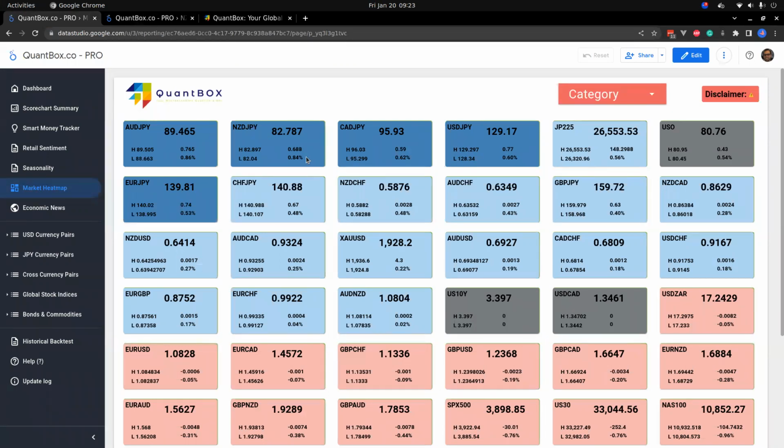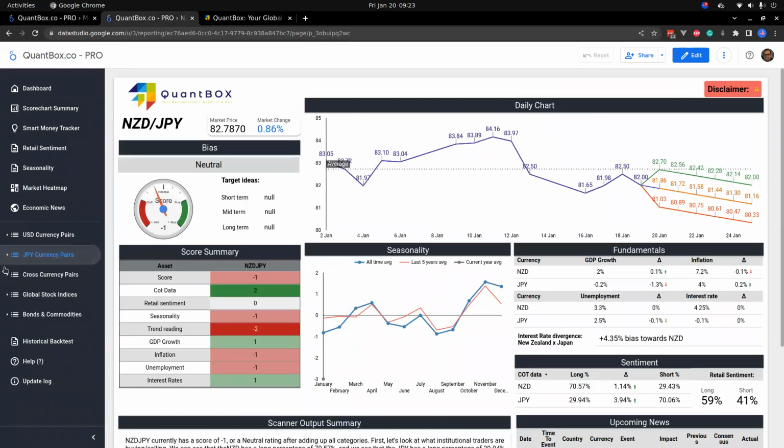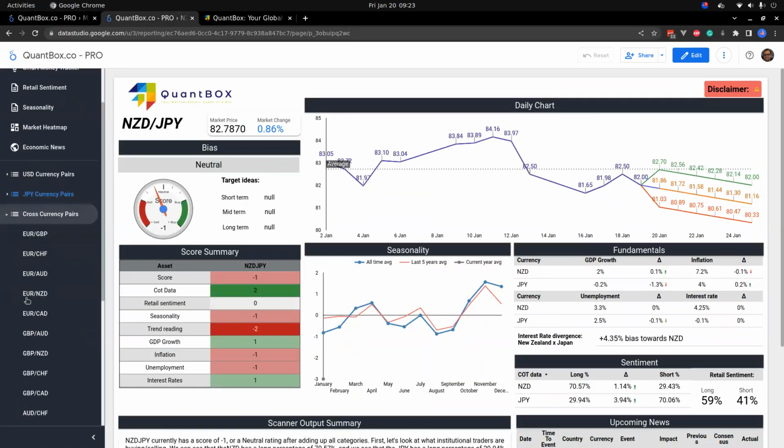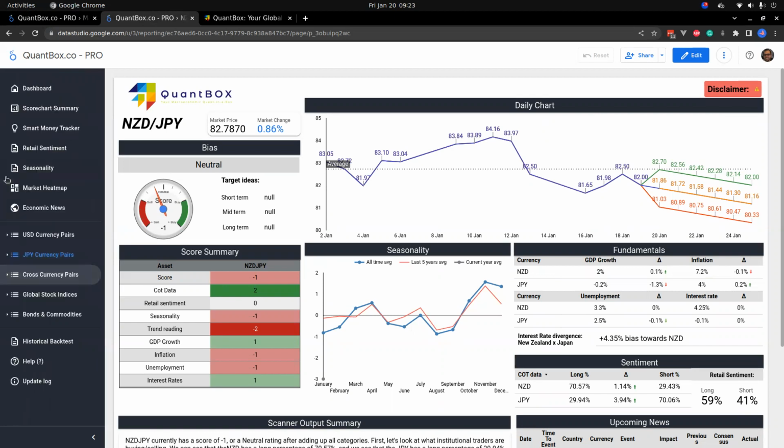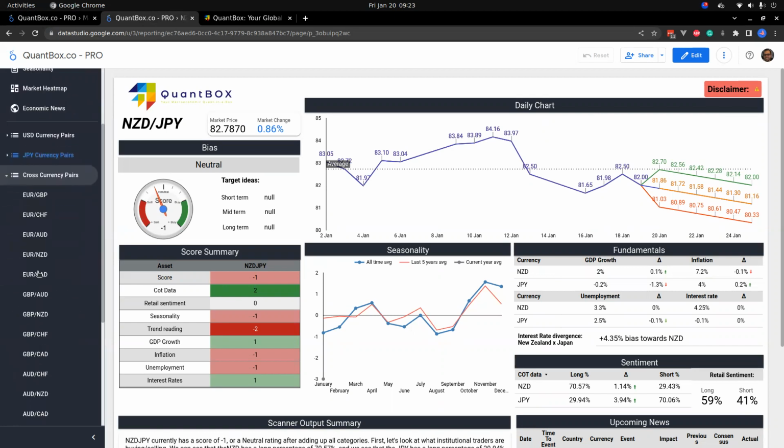Right, so let's take a look. That's all our yens. We've got some Swissies down here. We've done our pound yen. We can look at our Swissies. Let's look at Kiwi Swissy and Aussie Swissy. Where are our Swiss pairs? They're in crosses. Okay, cool.